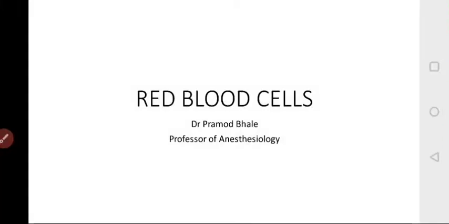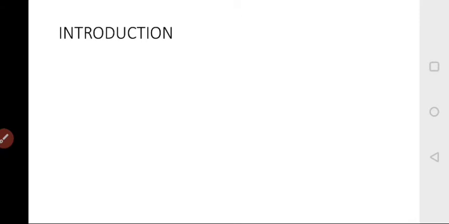Hello students. Today we will discuss red blood cells. The red blood cells are non-nucleated, formed elements in the blood. Red cells are also known as erythrocytes. Erythros means red. The red color of the red blood cell is due to the presence of a coloring pigment. The pigment is called hemoglobin.